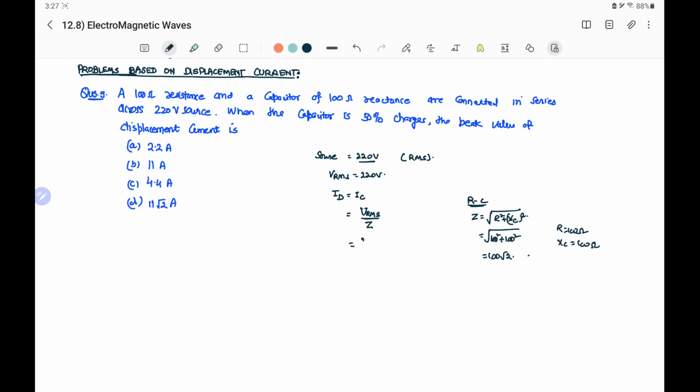So it will be 220 divided by 100 root 2 ampere. And this is the displacement current RMS value. To have the peak value, we have to multiply the RMS value with root 2. So it is equal to root 2 into 220 by 100 root 2 ampere. Root 2 gets cancelled and it will be 2.2 ampere. Hence option A is the correct option.